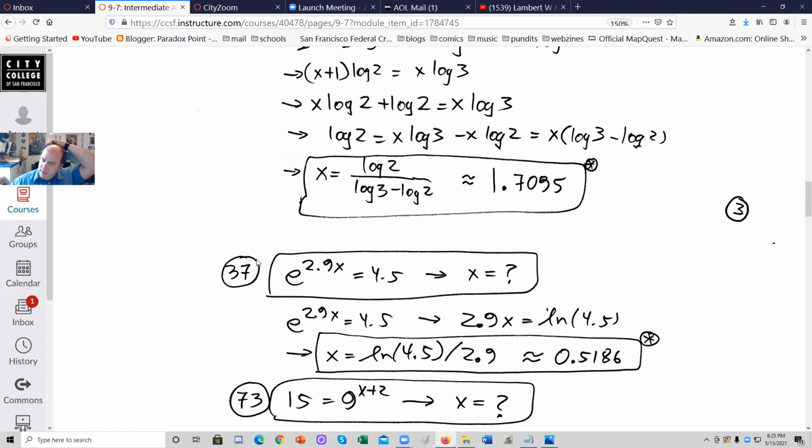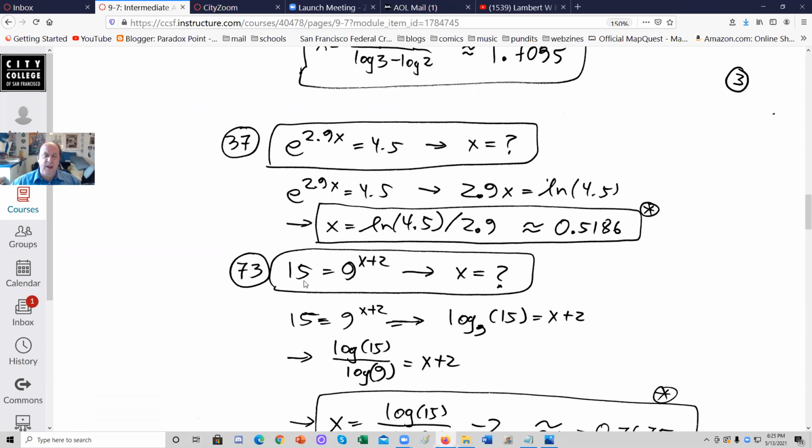Here we have e to the 2.9x equals 4.5 for what value of x? All right, we take log base e, natural log, of both sides. The left side is 2.9x, the right side is natural log of 4.5. Then isolate x by dividing both sides by 2.9 and get x equals natural log of 4.5 over 2.9, which comes out to be about 0.5186.